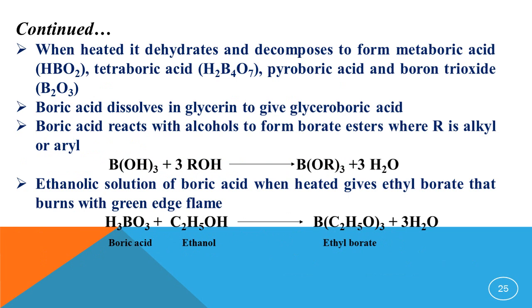Boric acid, when heated, undergoes decomposition and dehydration to form metaboric acid, tetraboric acid, pyroboric acid, and boron trioxide. Boric acid also dissolves in glycerine to form glyceroboric acid. Boric acid reacts with alcohols to form borate esters, like an ethanolic solution of boric acid which, when heated, gives ethyl borate that burns with a green edged flame.